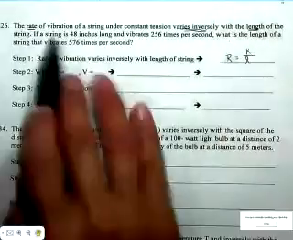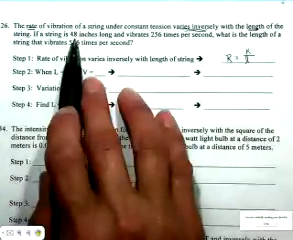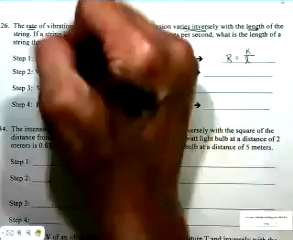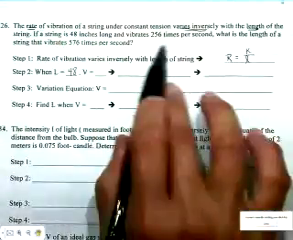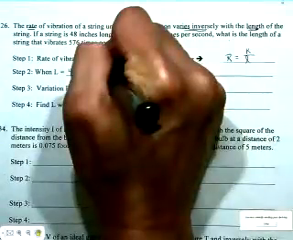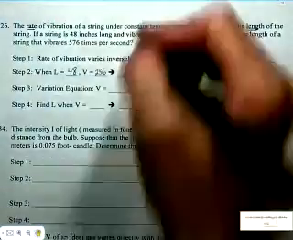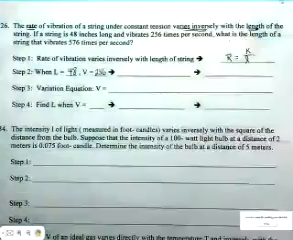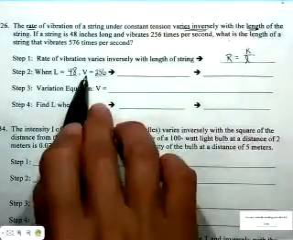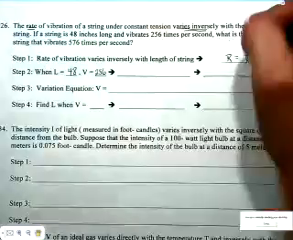If a string is 48 inches long, what's that 48? That's a length. When length equals 48, the vibrations per second is 256. That's all you need to find the K. I must have decided when I typed this to use V for vibration instead of R for rate. I need to keep my variables the same there.